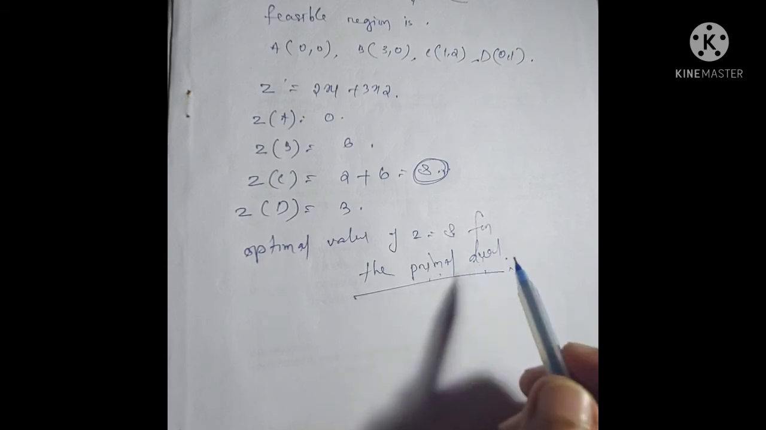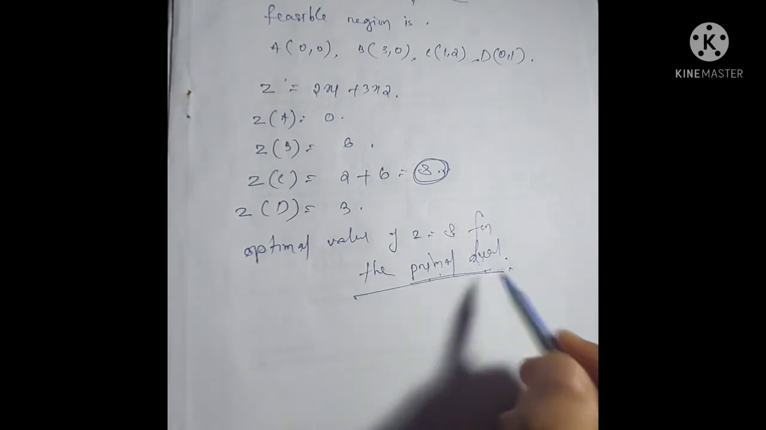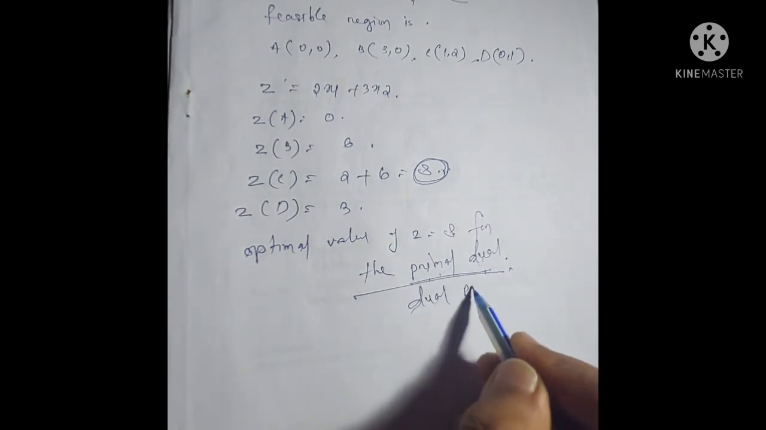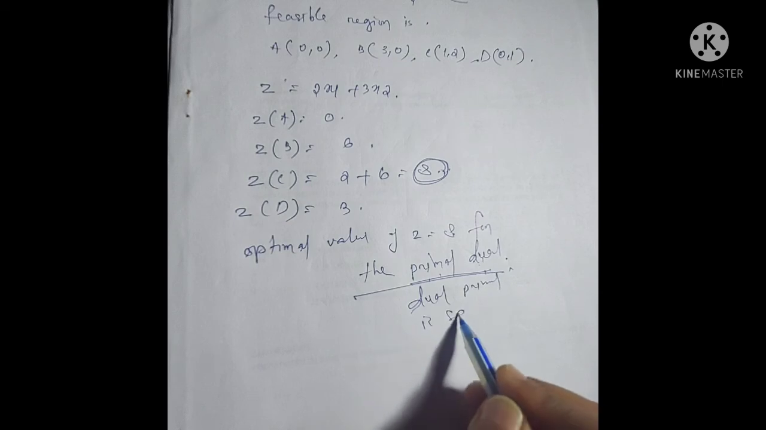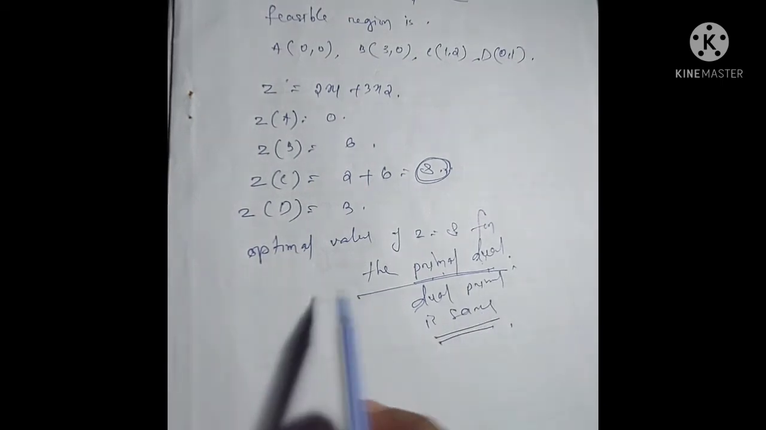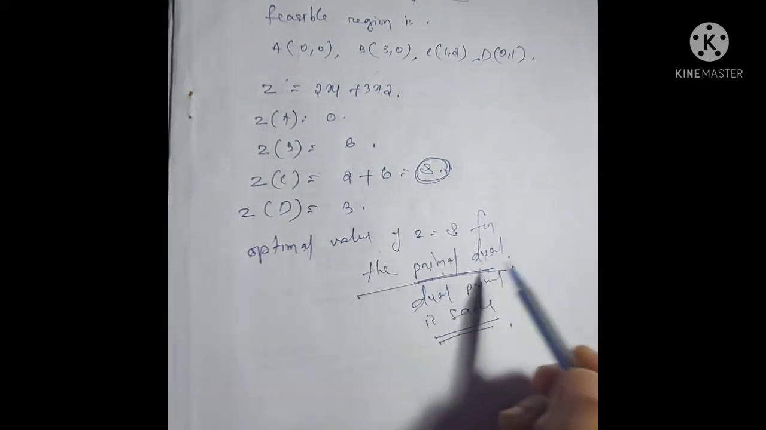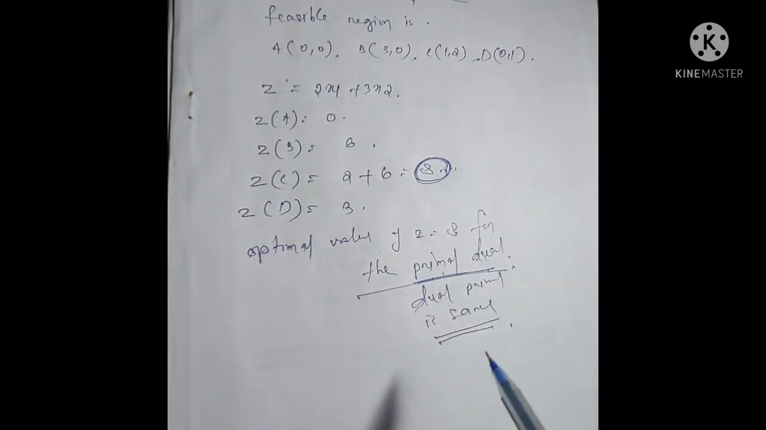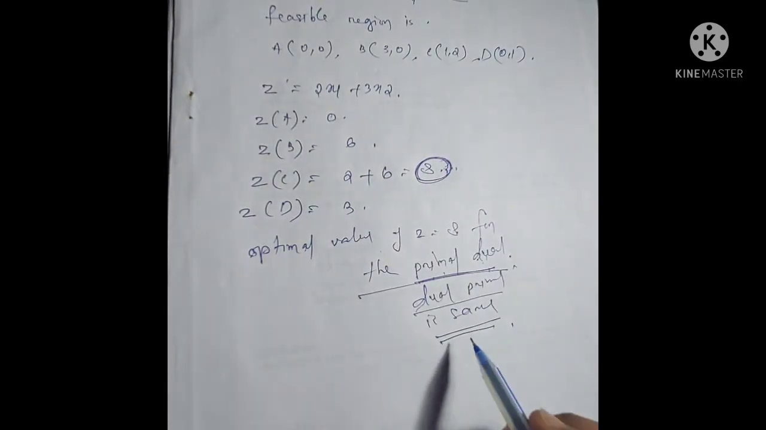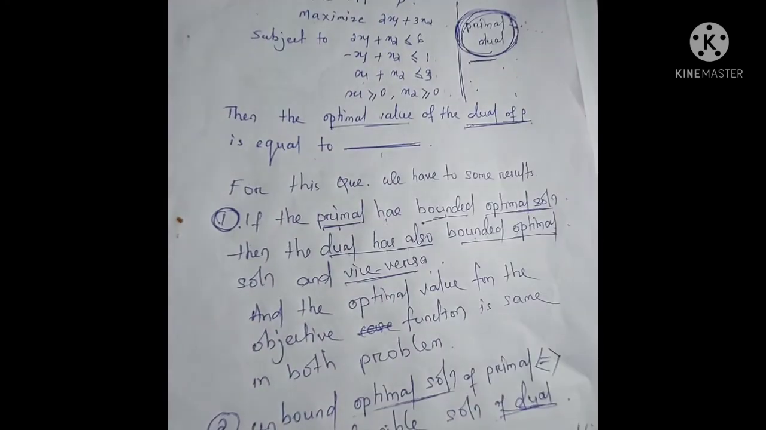Now previously we said that if the primal has a bounded region, then the dual also has a bounded region, and the optimal value for both the primal and the dual is the same. So we find that the optimal value of the primal is 8. So the dual has the optimal value 8. So for this question, the numerical answer will be 8. Thank you.